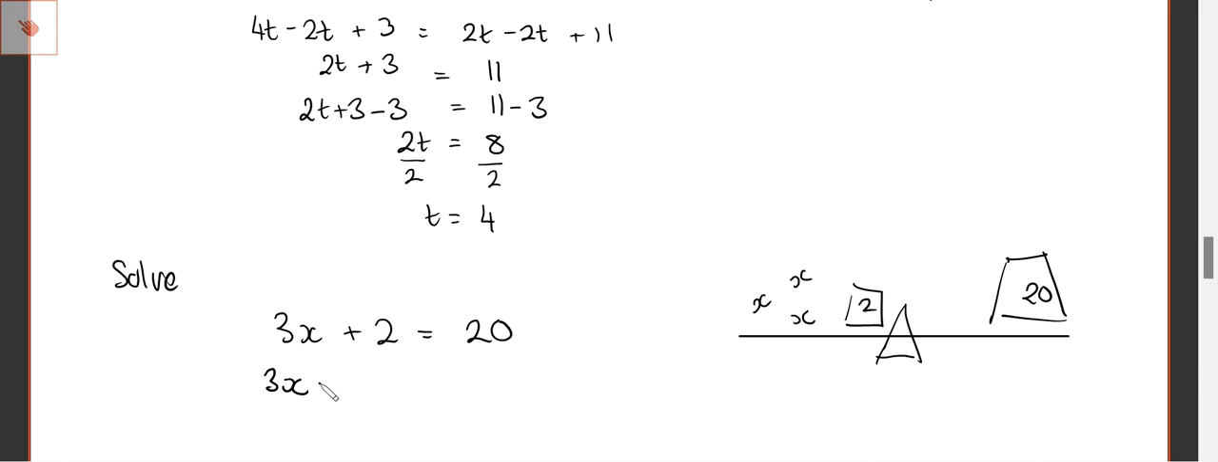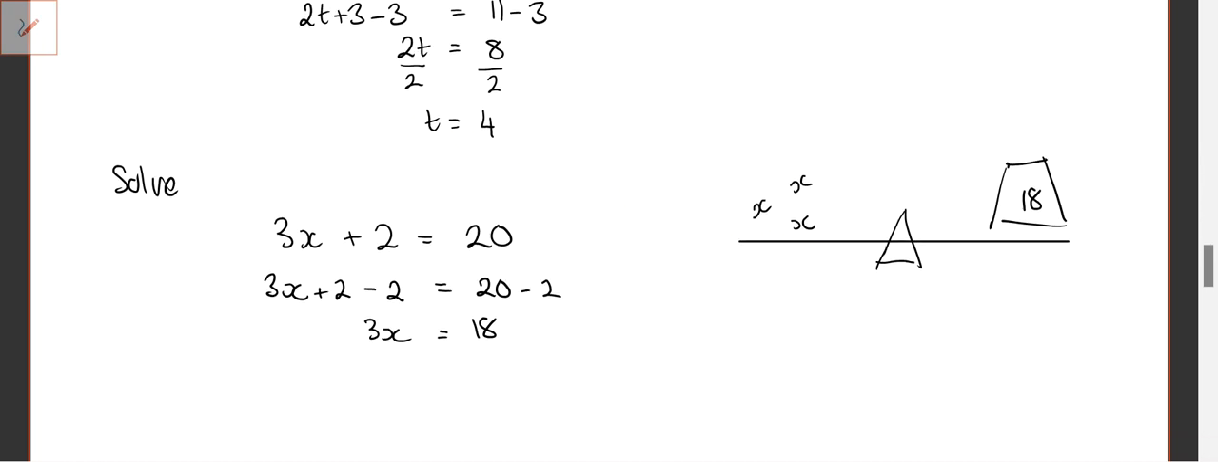3x plus 2, take away the 2 equals 20, take away the 2. That leaves me with 3x equals 18. So that's like taking that away and leaving only 18 on that side. And then you divide it by 3, both sides, and you get x must equal 6. How do we check that I'm correct, by the way? That was good in math.